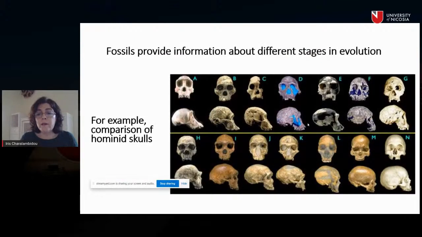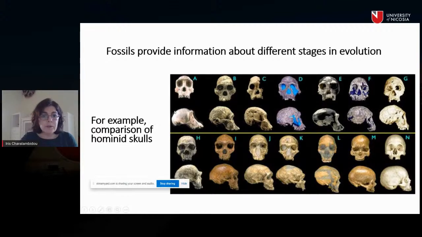So one of the sources of information is actually fossils. And for example, all these pictures that I show you are examples of different skulls that have been found. And these are skulls of species that belong to the evolutionary line that led to Homo sapiens. They do not belong to another line of evolution. So I'd like to see if you notice where the Homo sapiens is. The Homo sapiens is over here.